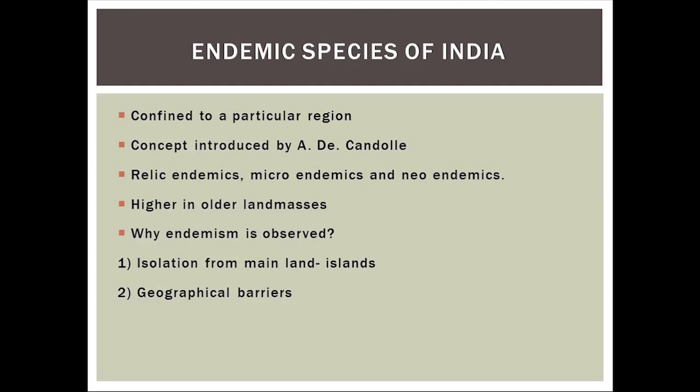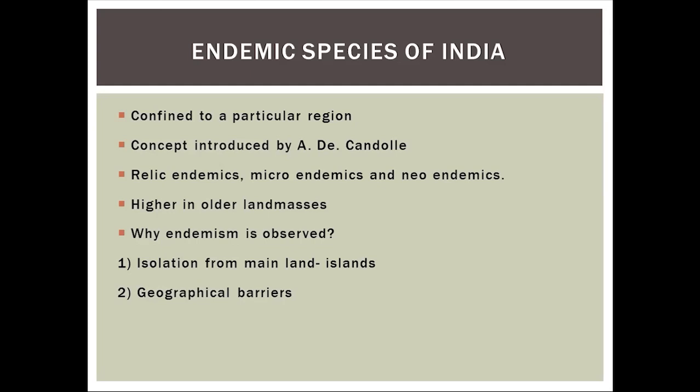Then endemism, this phenomenon is high in older land masses and also in islands. Now, why is endemism observed? Why is there isolation of species from the rest of the world? Why is it confined to a particular region only and does not have a pan distribution? First is geographical barriers. Geographical barriers like mountains and seas have prevented the dispersal of species. And isolation from the mainland. This is in terms of islands. Why are islands highly endemic? Because they are separated from the mainland.